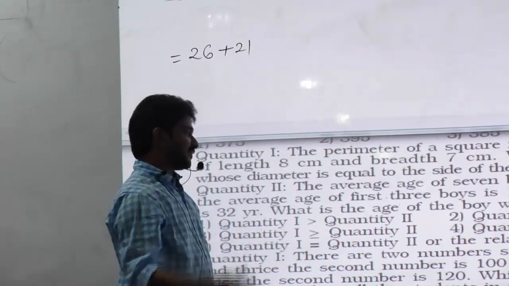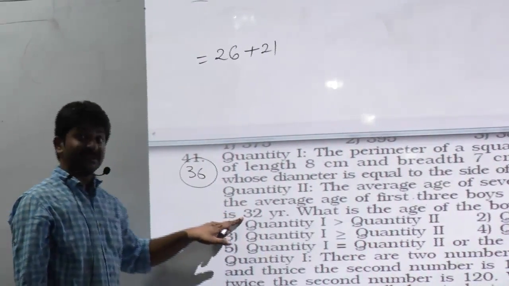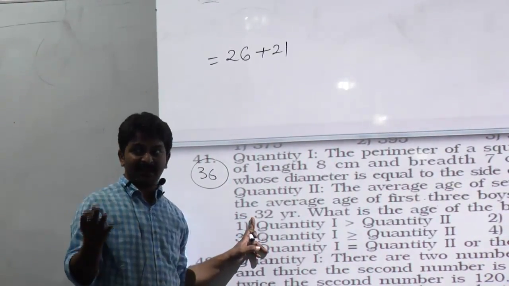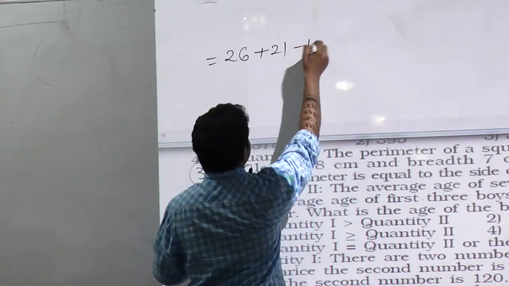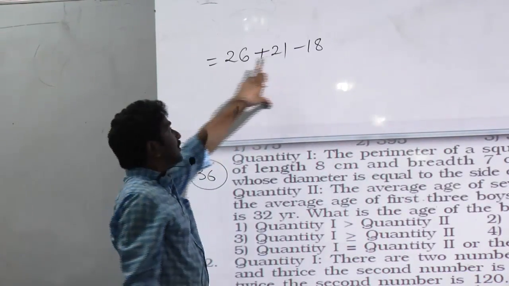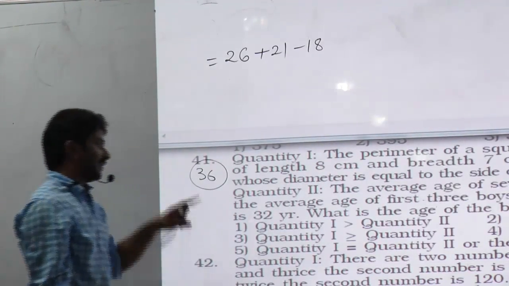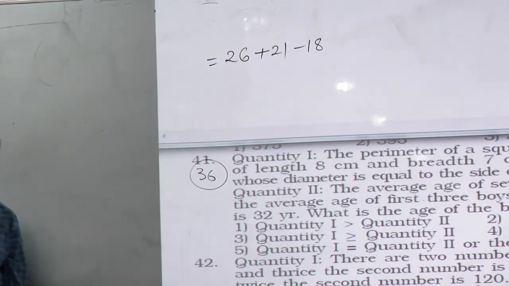And then the average of the last 3 members is given as 32. 32 is how much more than the actual average? 6 more. Like that, how many members are there? 3. 6 times 3 is 18. As it is 18 more, you need to compensate for that. Subtract 18. 21 minus 18 is 3. 26 plus 3 is 29. This is 36. And the other one is less than that. Quantity 1 is more than quantity 2.